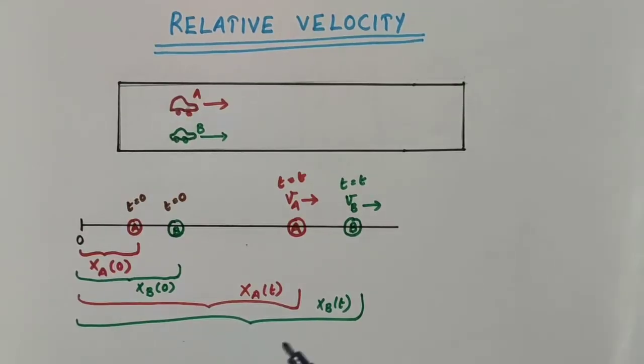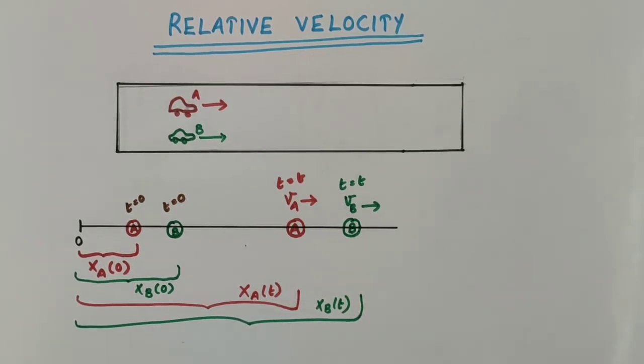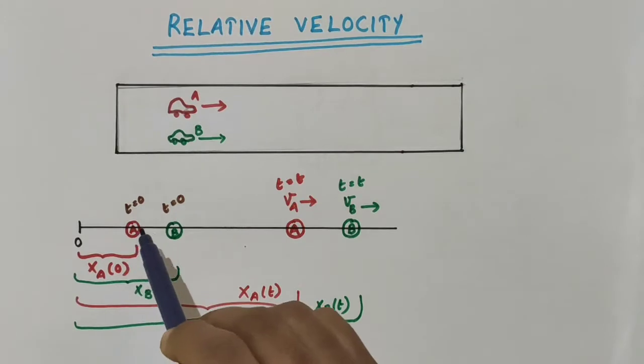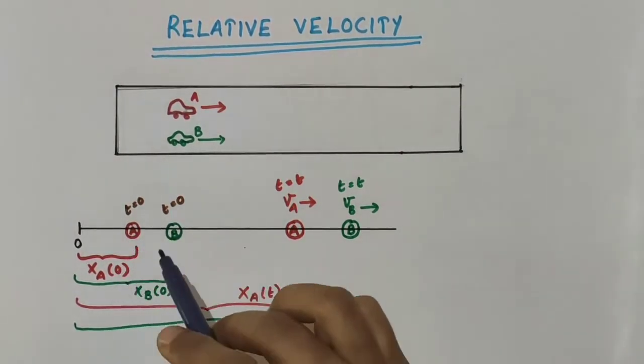Now, consider two objects. The objects can be cars, buses, trains, persons, etc. So, in general, we are considering two objects. One is A, another one is B.